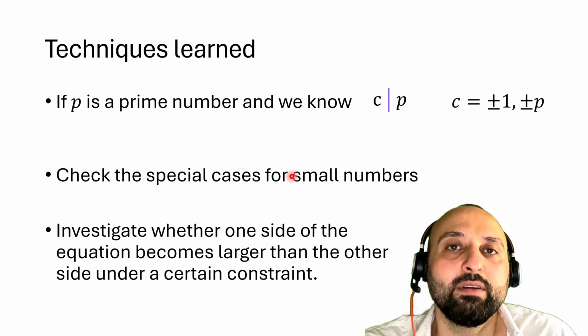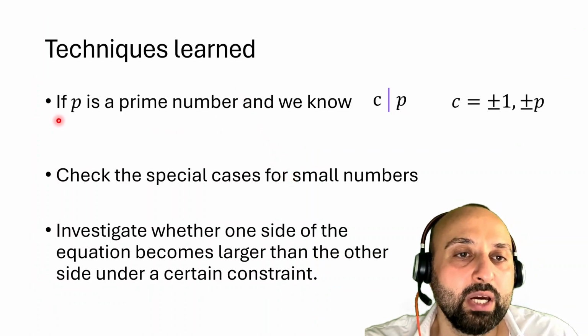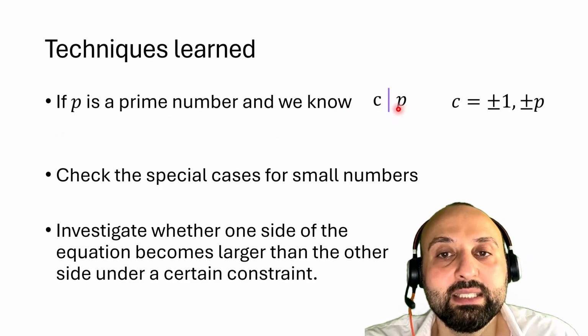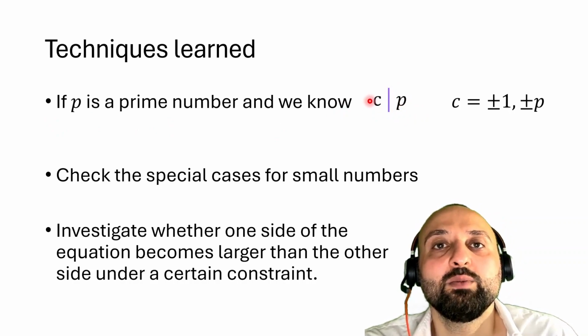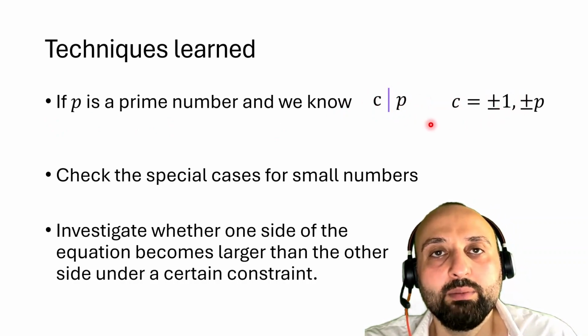All right, let's see what we have learned. First is that if we have a prime number p and we know that another number c divides that prime number, it means that c has to be equal to plus or minus 1 or plus or minus p.